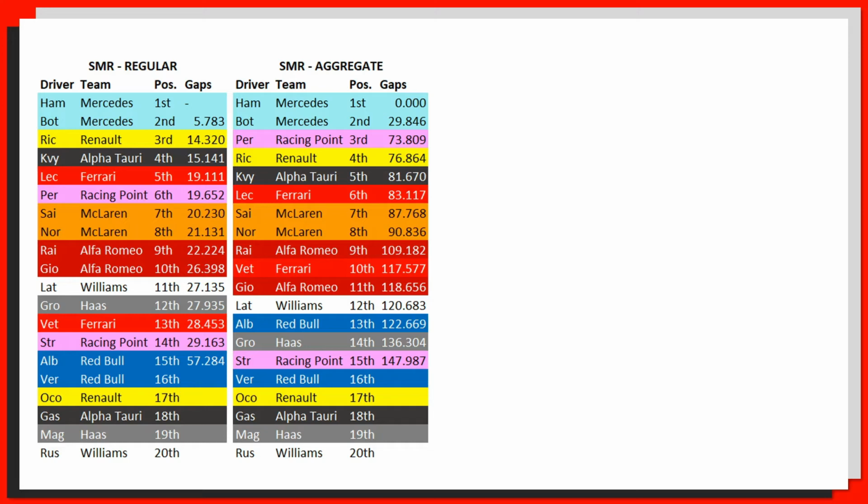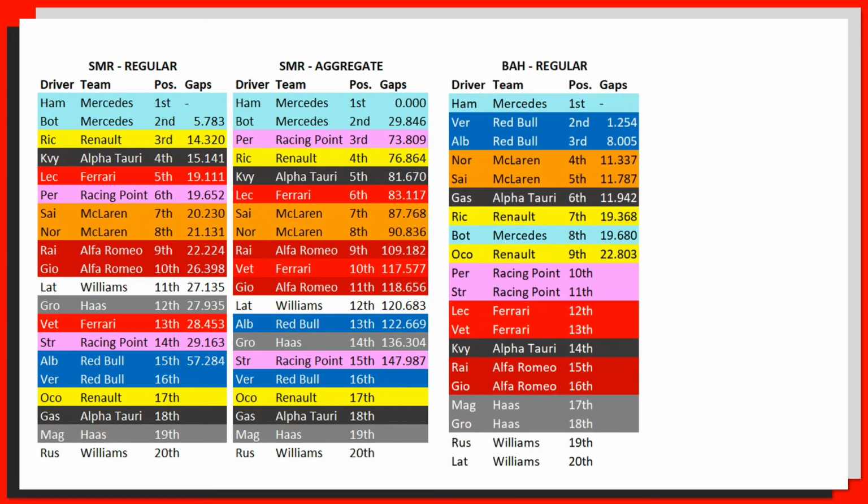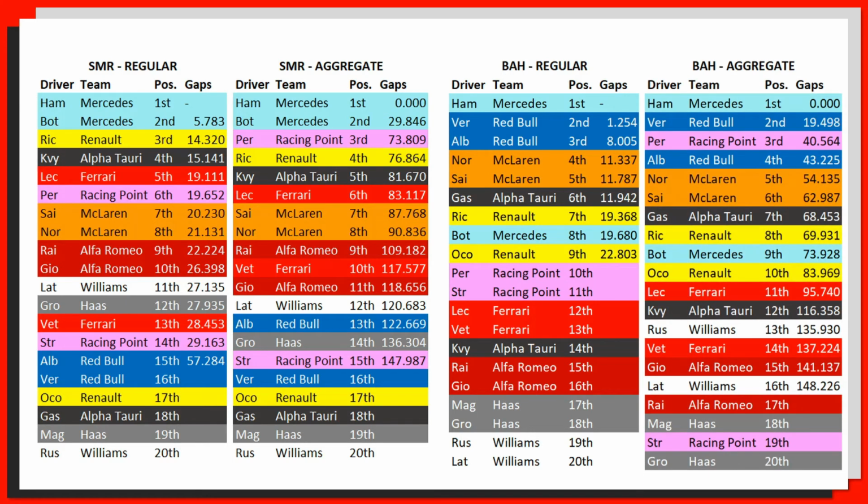Imagine having a gap of 150 seconds, and this is still on the lead lap because they never technically got lapped in either of the sections of the race. Then we end up with Bahrain as well. This was Hamilton from Verstappen from Albon from the two McLarens. And then in the aggregate, we have Hamilton from Verstappen. Perez actually bumps himself up there.